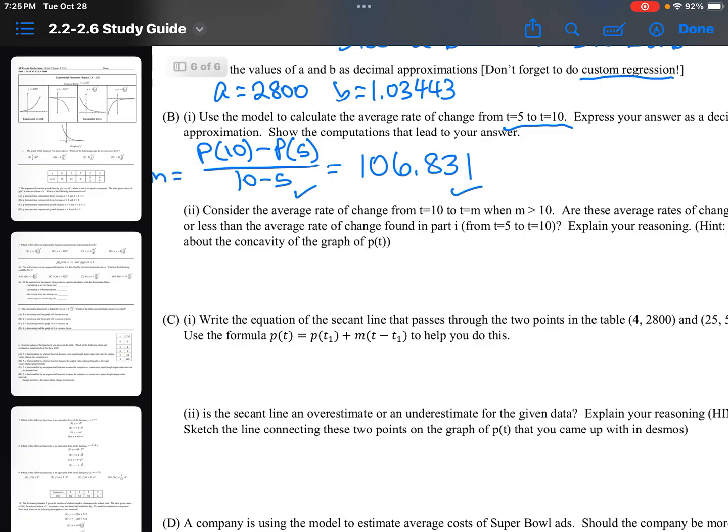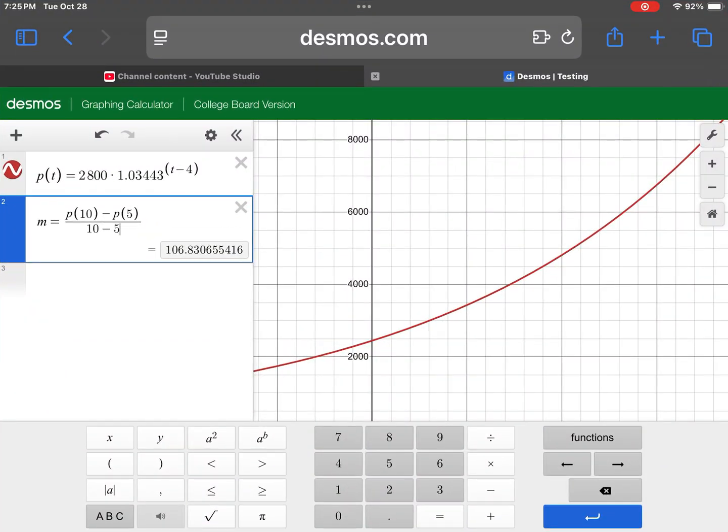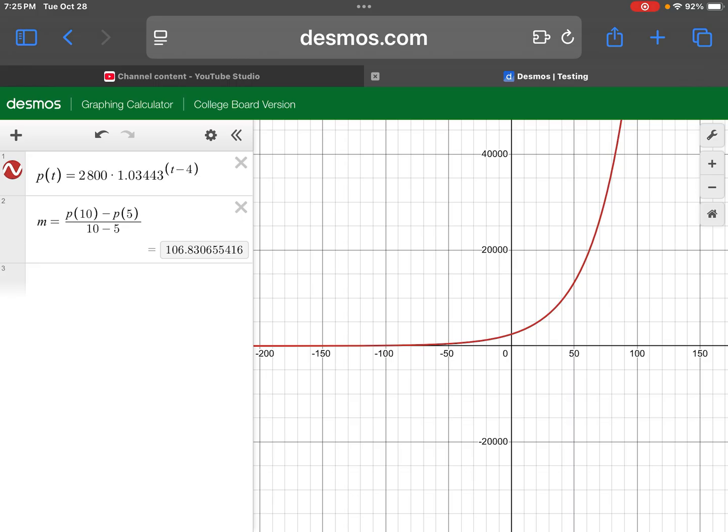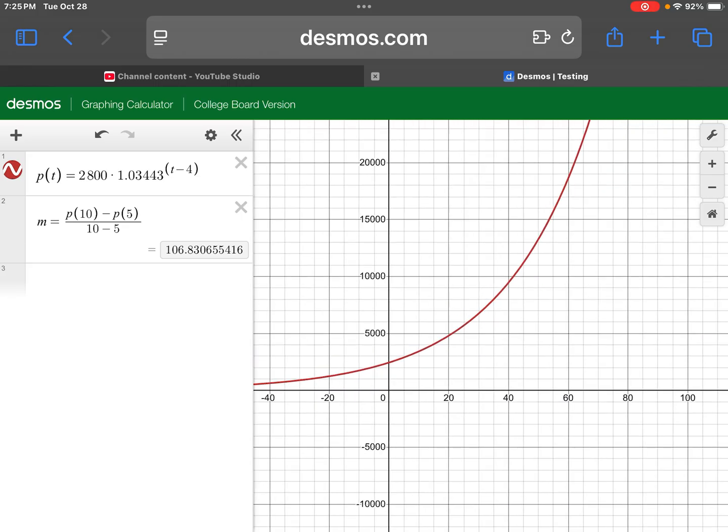Okay, so what I'm going to do is go back and look at this graph. When I look at this graph, I can see that when t equals 5, that was about here. T equals 10 is about right here. So there's my slope there. And for values that are larger than 10, you should notice that this graph is a concave up graph, okay?